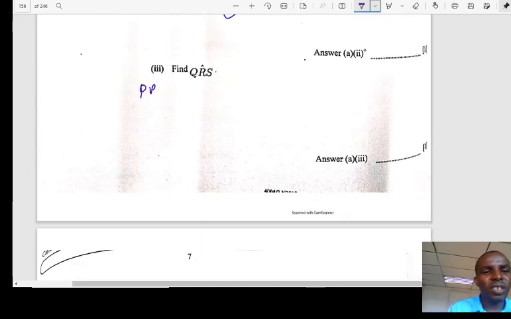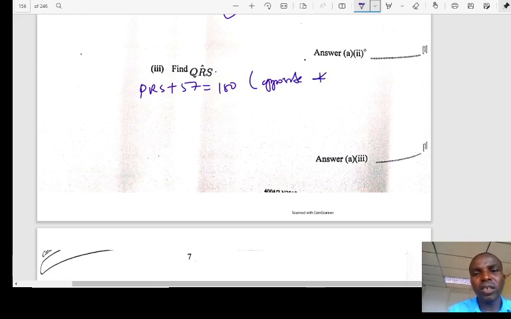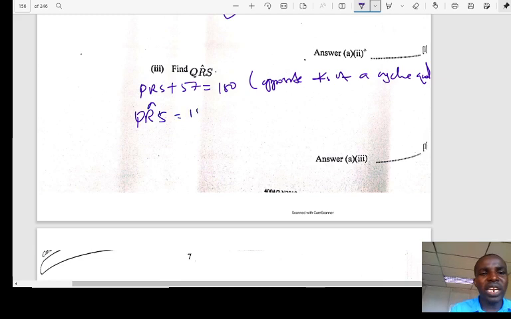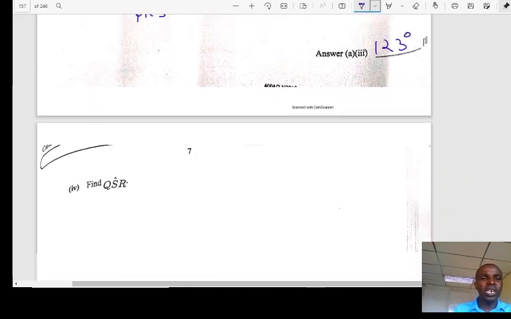QRS plus 57 is 180 degrees. Reason: opposite angles of a cyclic quadrilateral are supplementary, they add up to 180. So which means the required angle QRS is 180 minus 57. 180 minus 57, what do you get? 123. Then put degrees. Please don't forget to put degrees.